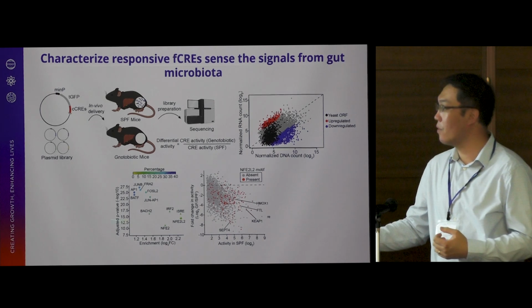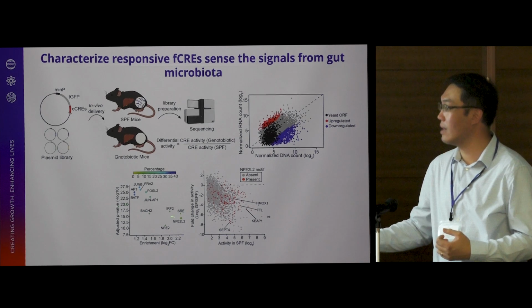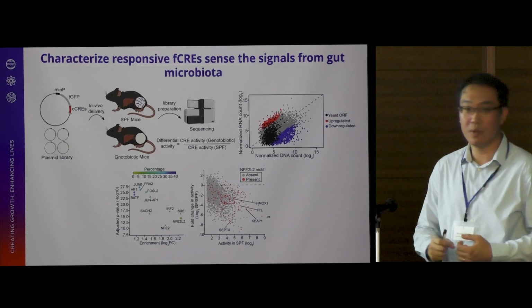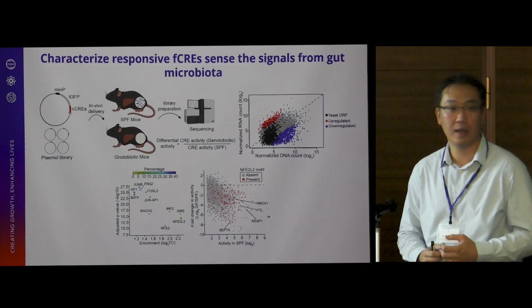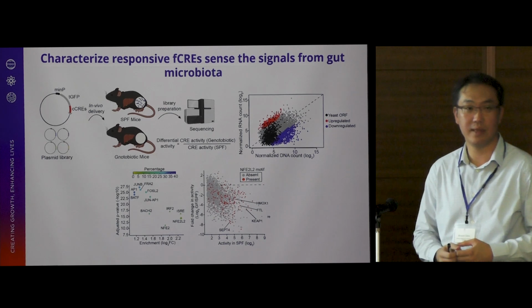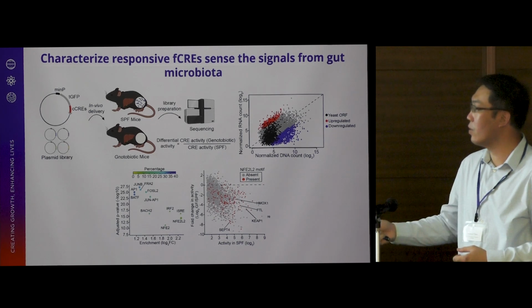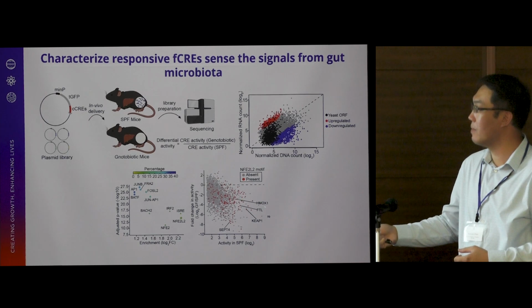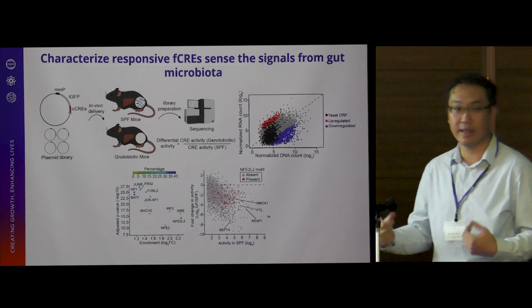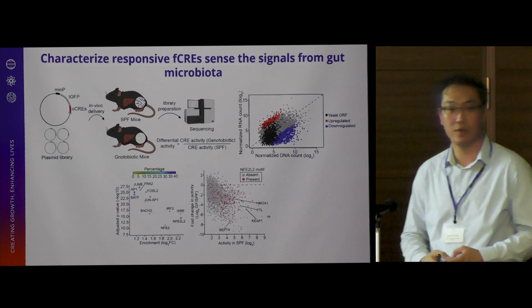And then by performing a motif analysis, we identified a key motif called NRF2, which is important for oxidative stress. Here you can see a lot of elements that carry this NRF2 motif tend to lose activity under the germ-free condition.